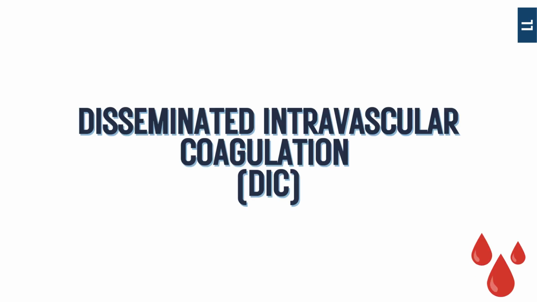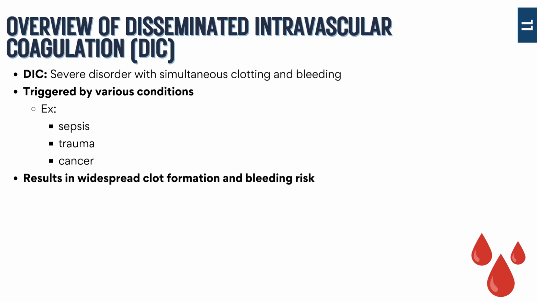The first thing that we're going to talk to you about today is DIC, or disseminated intravascular coagulation. So, what is DIC? DIC is a complex and critical disorder in which the body's clotting mechanisms go into overdrive. Unlike typical coagulation, where the blood clots are localized to the site of an injury to stop the bleeding, DIC causes widespread clotting throughout the blood vessels.